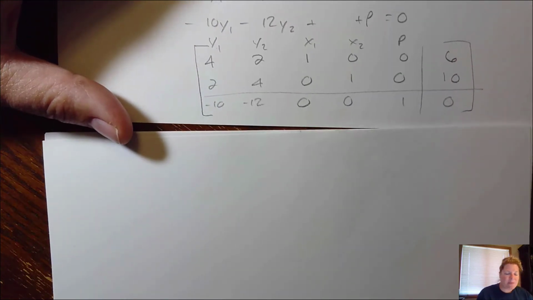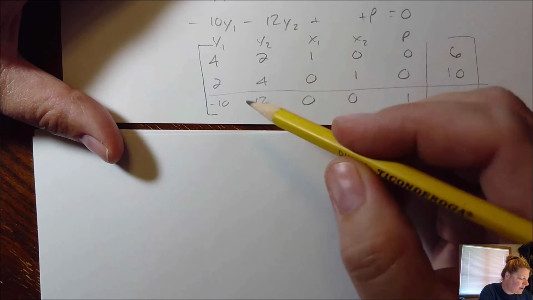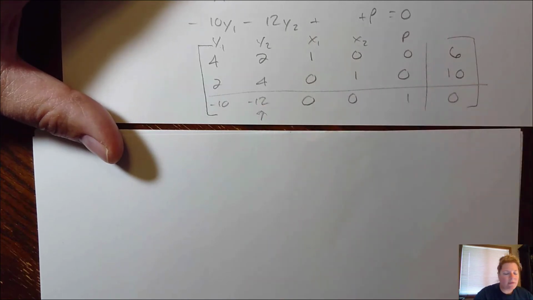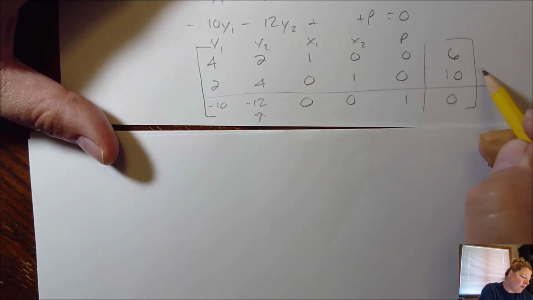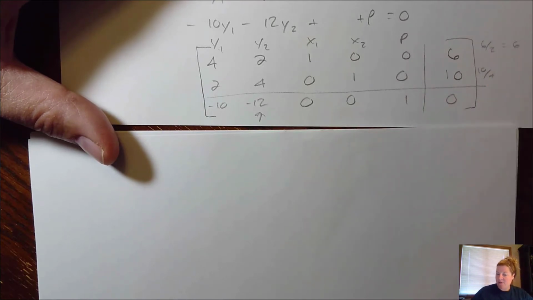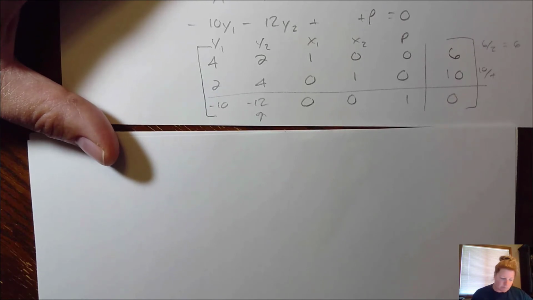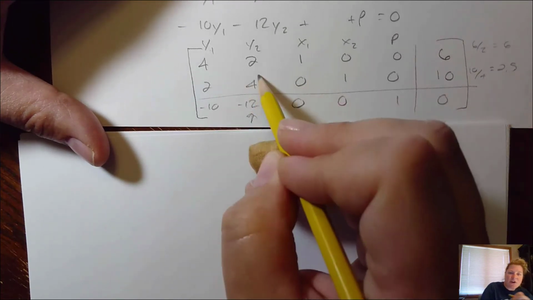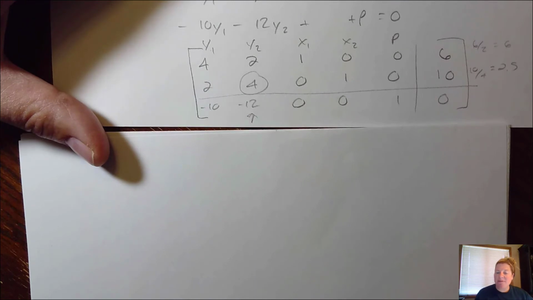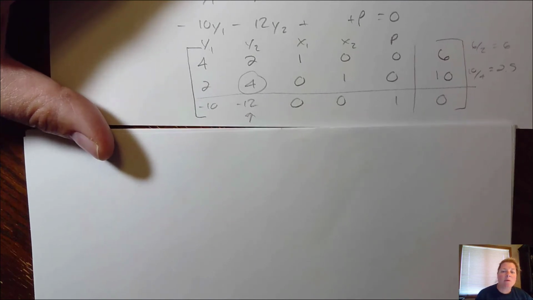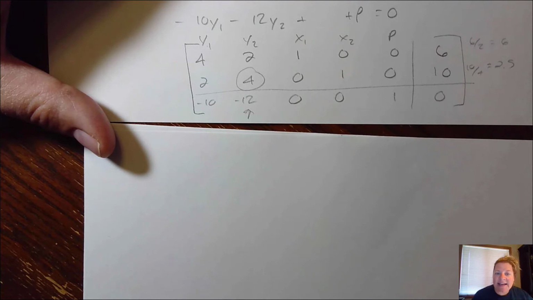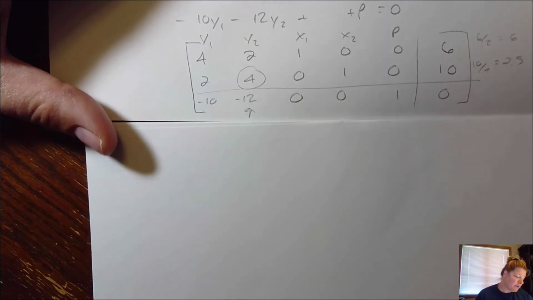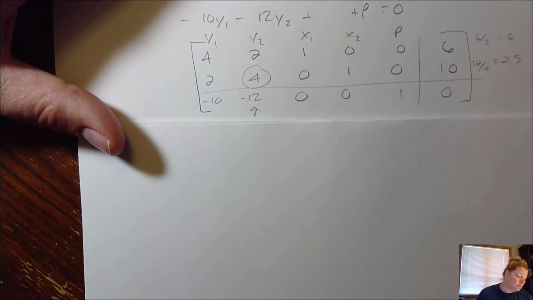Where is our first pivot? Well, the largest negative indicator is negative 12. 10 divided by 4 and 6 divided by 2, this is 3. 10 divided by 4 is 2 point something, so that one's going to be smaller. So here's our first pivot. What do we do to it right away to work with it? Make it a 1. So we're going to divide by 4 on that middle row.